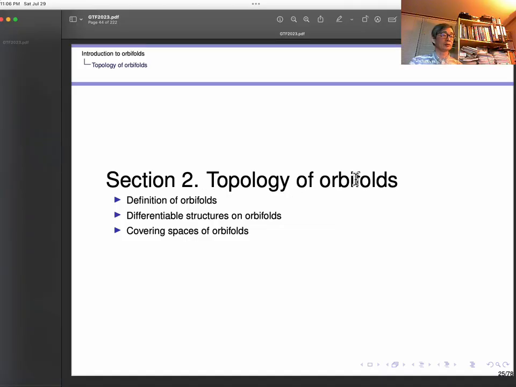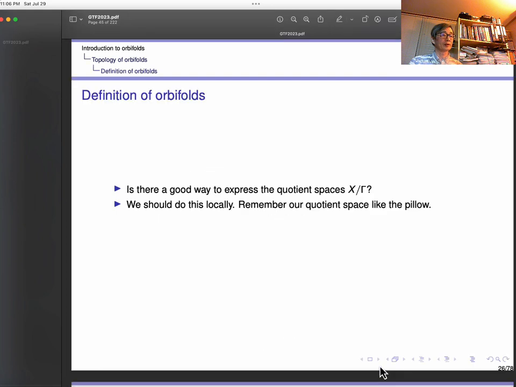So we will go over the topology of orbifolds. First we'll define orbifolds and discuss differentiable structures on orbifolds and covering spaces of orbifolds, which is an important topic. So first of all, how do you define an orbifold?